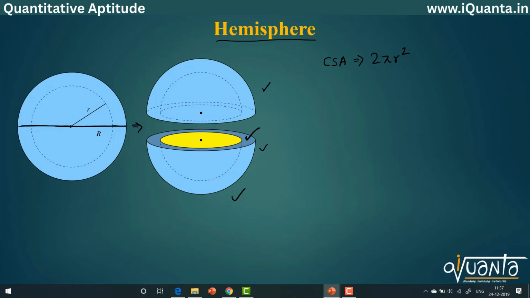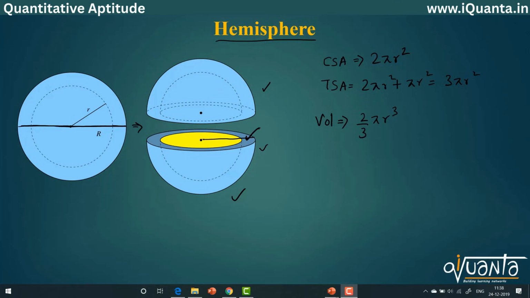If I ask you the total surface area of a hemisphere, it will be equal to 2 pi r square and the area of base, which is pi r square. So total surface area of a hemisphere is 3 pi r square. You just have to visualize the diagram in your mind, and then you can easily find out these formulas even without remembering them. Then after that we have the volume of a hemisphere, which is nothing but half of the volume of a sphere, which will be 2/3 pi r cube.